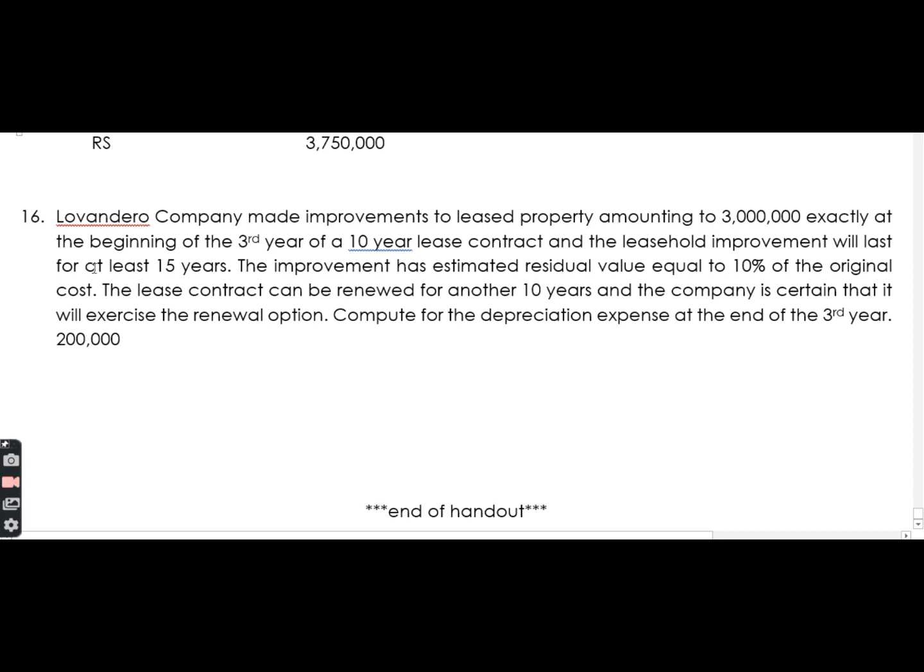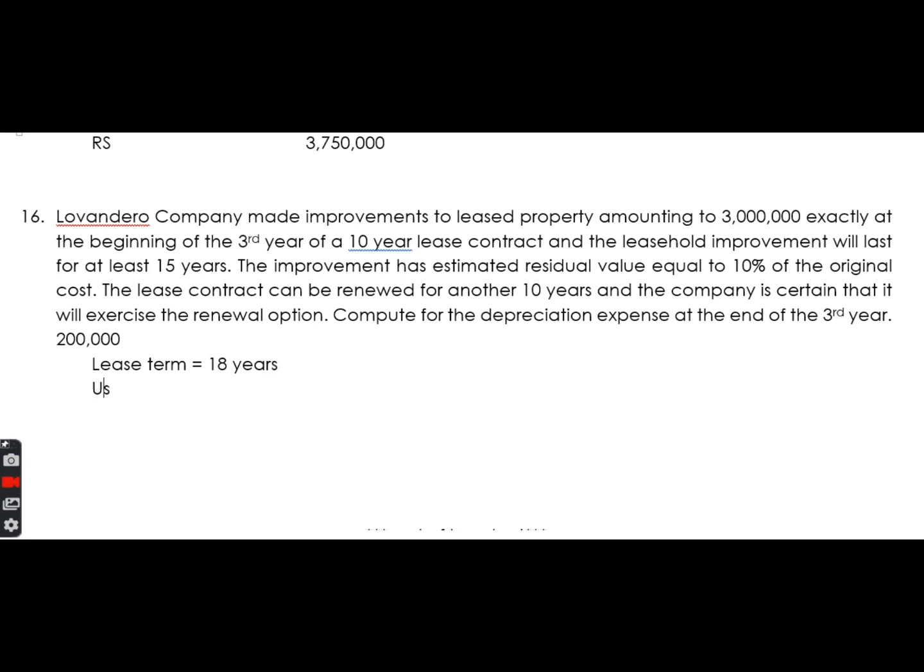And the leasehold improvement will last for at least 15 years. Okay? The improvement has estimated residual value of 10% of the original amount, and the lease contract can be renewed for another 10 years, and the company is certain that it will exercise the renewal option. Okay? So ngayon, ito yung mga consideration natin. Ang ating lease term, ilan pa? Diba meron ka pang 8 years dun sa original, tapos pwede mo pa siyang i-renew for another 10 years, so 18 years ang total niyan.